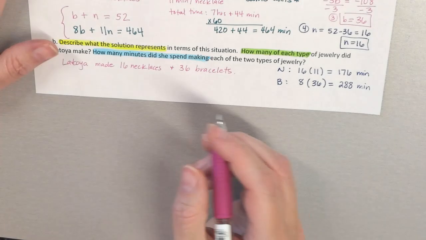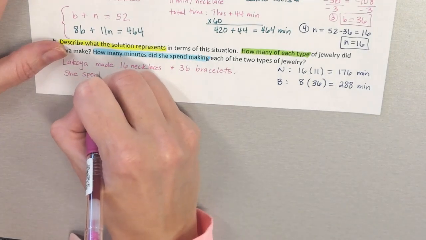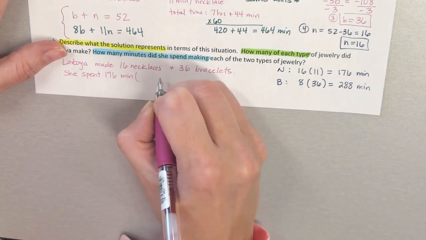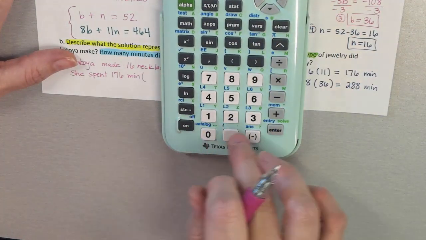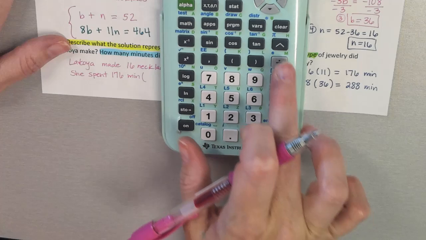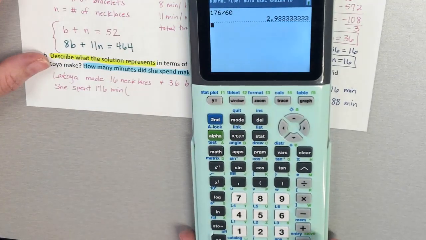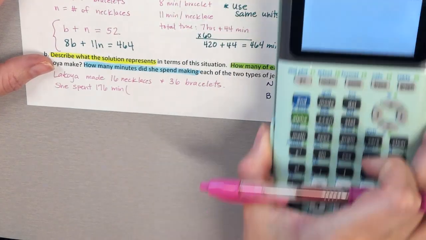Okay? So she spent 176 minutes. And how can I figure out what that is in hours? You can just take it and divide by 60. Because remember before we multiplied by 60? Okay, so that's about how many hours? 3.